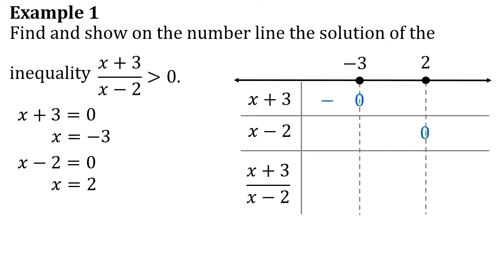And if we're going to substitute a number from the left of negative 3, let's say negative 4, negative 4 plus 3, that's negative. Another number, let's say negative 5, negative 5 plus 3, that's negative 2. So if we substitute any number on the left of negative 3, the result will be negative. But if we substitute a number on the right of negative 3, the result will be positive. For example, 2 plus 3 is 5, so that's positive. 3 plus 3, that's positive 6, so that's positive also.